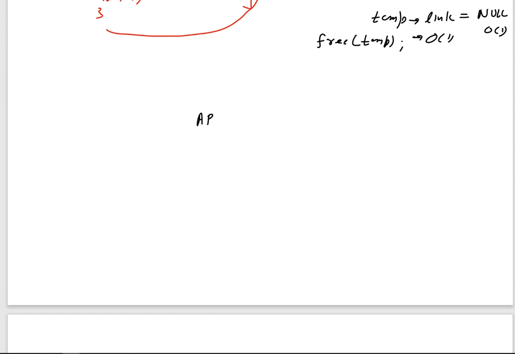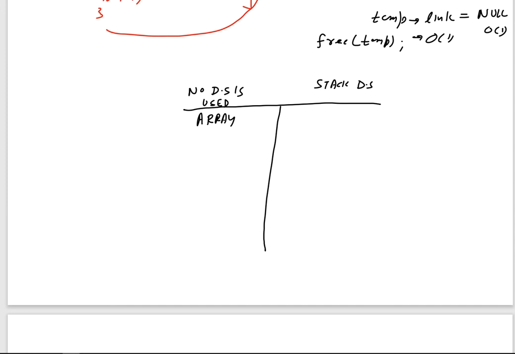So let us take the case of an array. This is a simple array that we have. We have not used any kind of data structure. No data structure is used, and here a stack data structure is used, and we used the array concept in order to implement this stack data structure concept. So if you apply this particular push operation, this is the array.